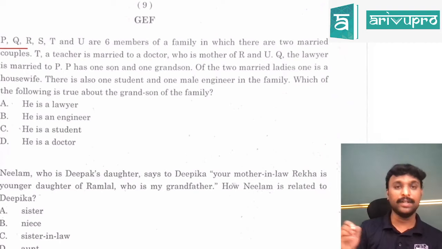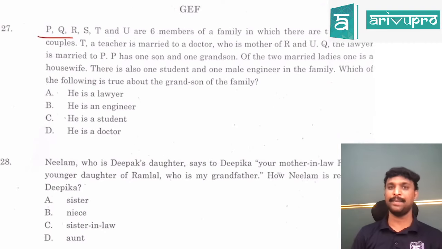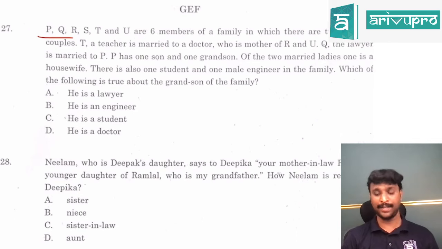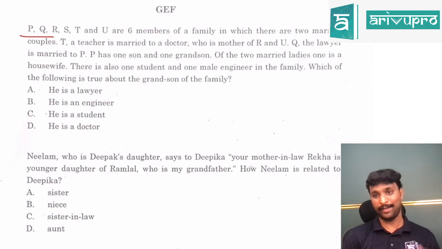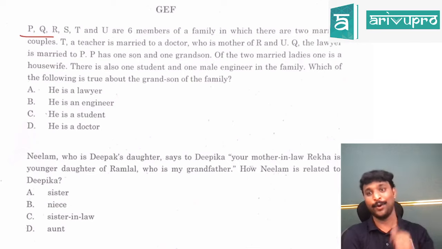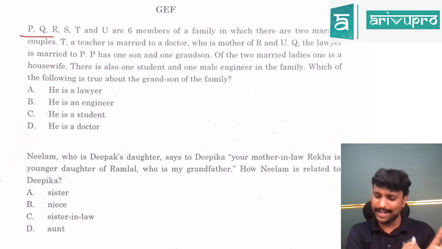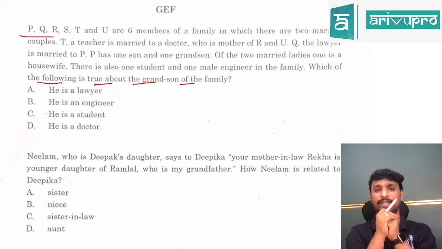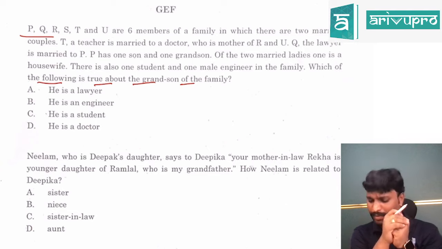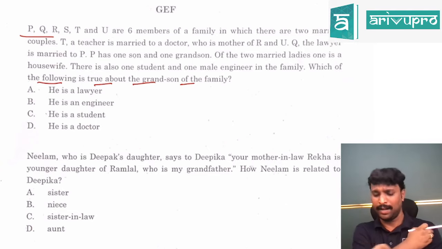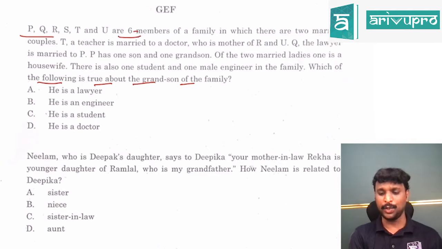Guys, this is one of the exercise questions in the ICAI material. We have solved a similar kind of question in the regular class and also in the marathon. As I said, if the question is lengthy, read the last part of the question. What is the last part? Which of the following is true about the grandson of the family? Right? Grandson of the family. Guys, now read the question. PQRSTU are the 6 members of a family in which there are 2 married couples.